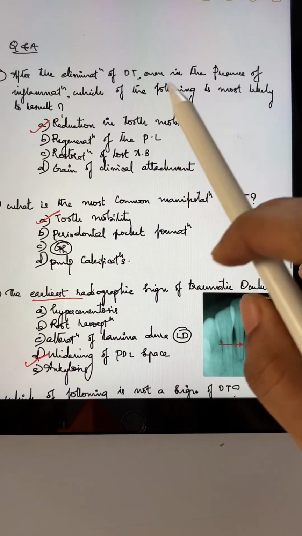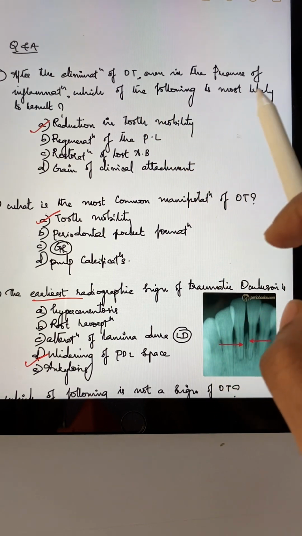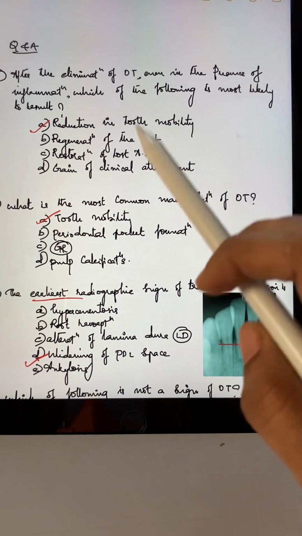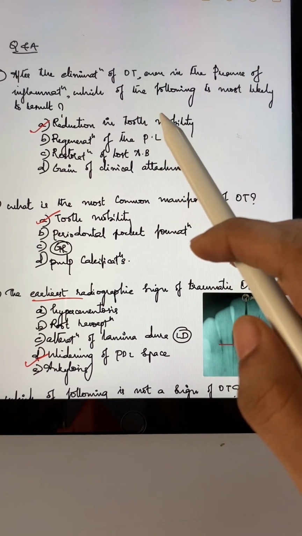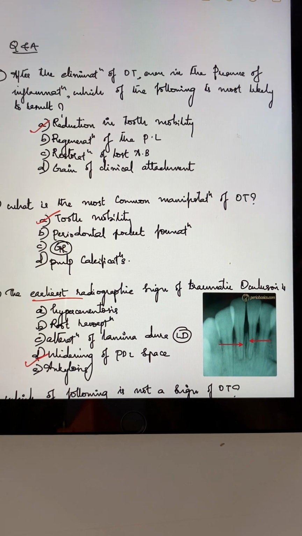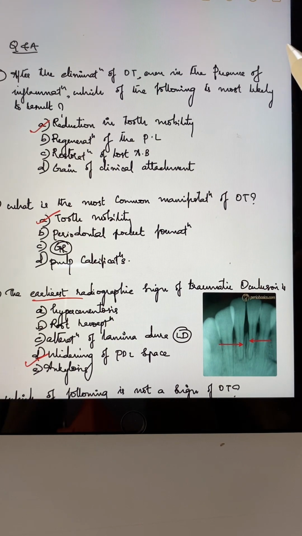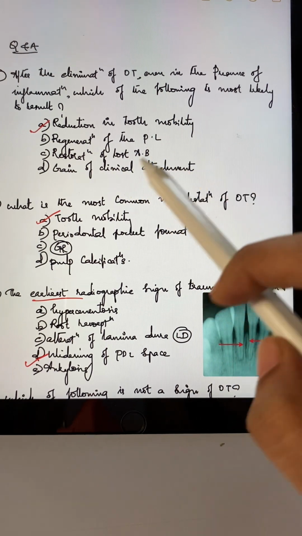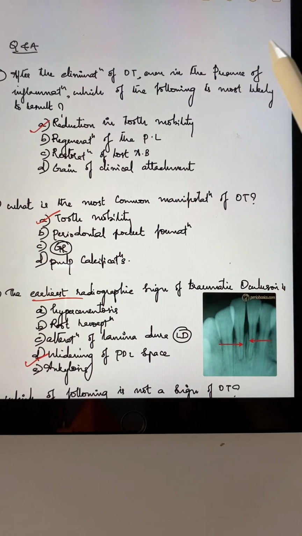First is, after the elimination of occlusal trauma, even in the presence of inflammation, which of the following is most likely to result? Here the inflammation is still present, but the occlusal trauma has been eliminated. In such a case we can see a reduction in tooth mobility, because mobility was the major concern. So if we remove the occlusal trauma, the mobility is reduced, not the regeneration of the PDL or restoration of alveolar bone. The clinical attachment is not going to be gained back. So this is the answer.